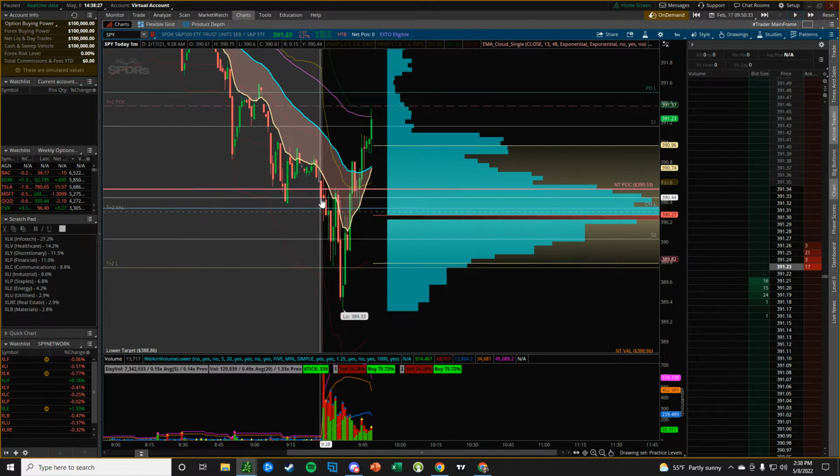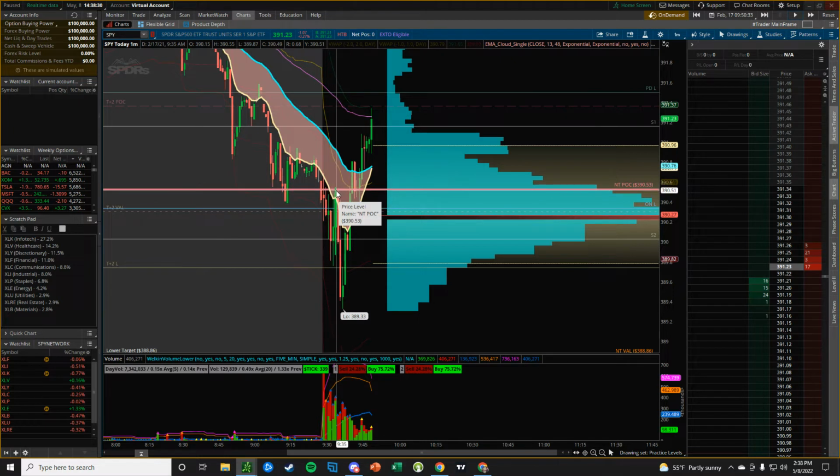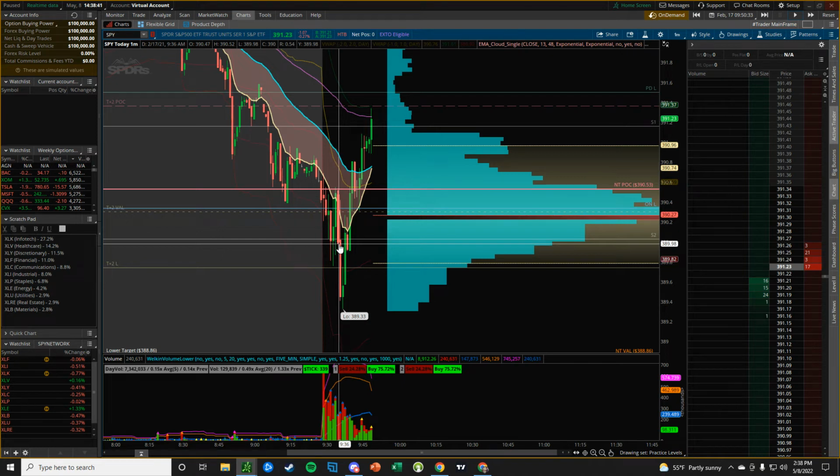All right, so we entered off the rejection of the POC. That was our 935 candle. So that was our entry. We took one piece off the lows, our 936 candle, one third. We took our second third at the 937, and then we let it close us out at our stop point on our 941 candle. Okay, so that was our first short position there.